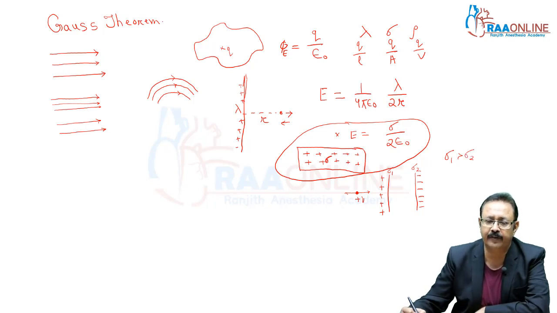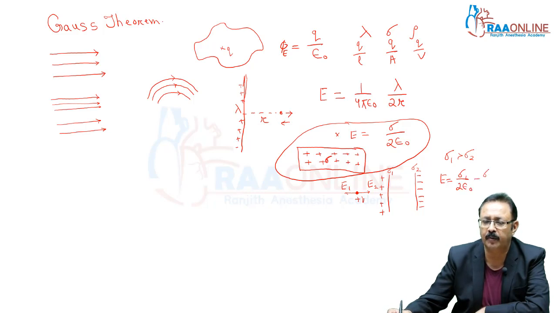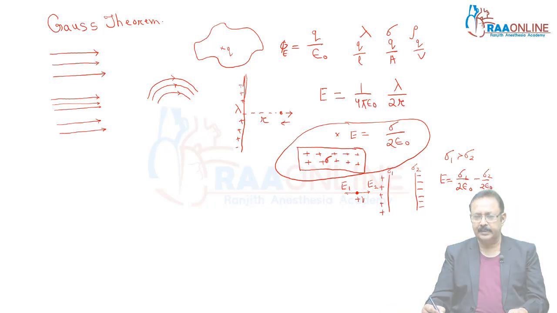Suppose this is greater than this. So, what is the net electric field? Since electric field is a vector quantity and both are acting in opposite directions, the net electric field should be the difference of them. Which one is greater? Since sigma is in the numerator, if sigma 1 is greater than sigma 2, the electric field of 1 should be greater than that of 2. So, we will write sigma 1 upon 2 epsilon naught minus sigma 2 upon 2 epsilon naught, that is (sigma 1 minus sigma 2) upon 2 epsilon naught. So, in this way we can solve this.